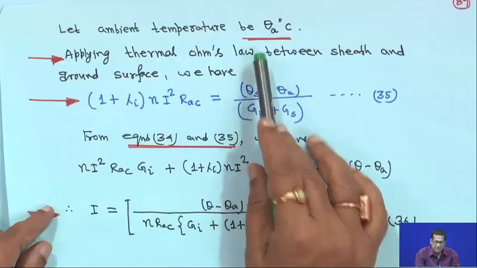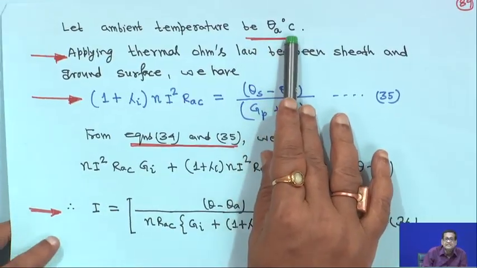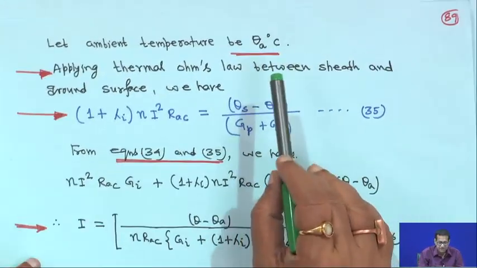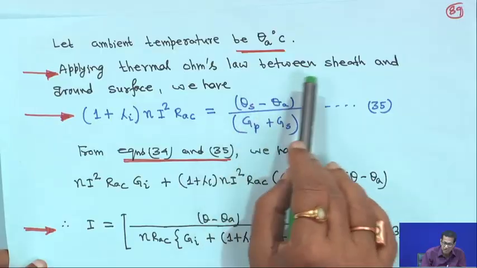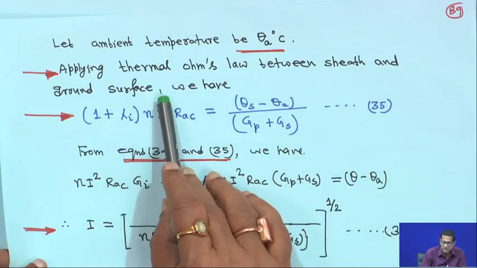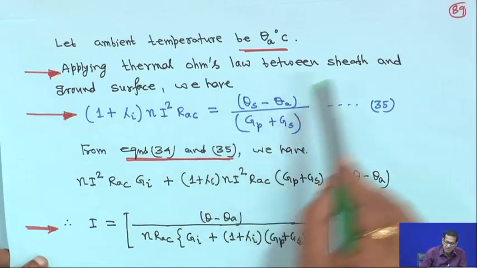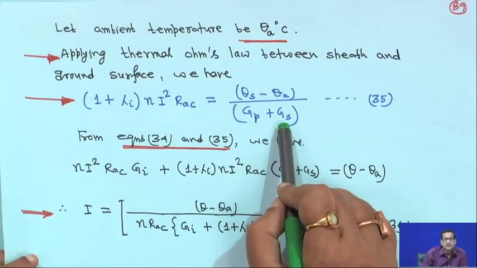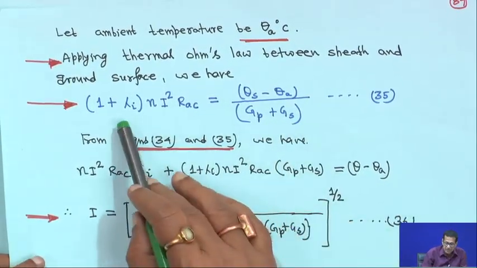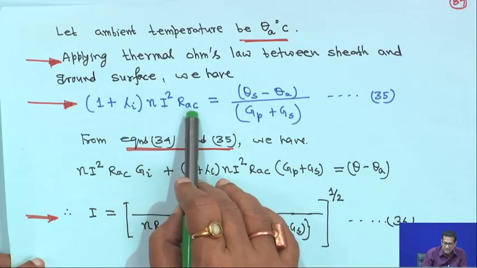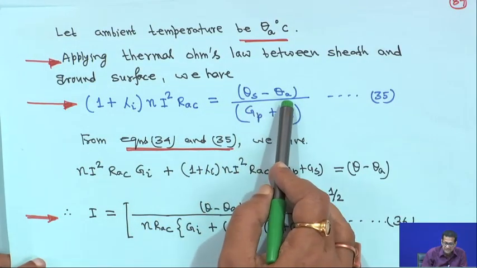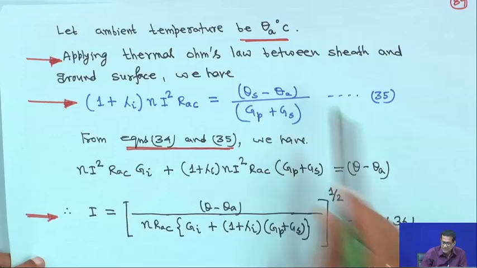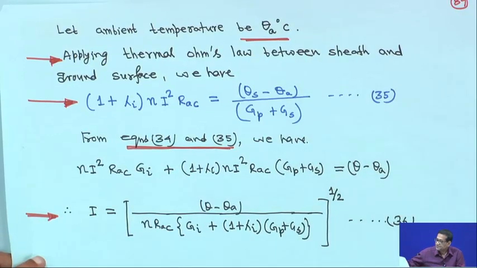Now, let the ambient temperature be theta a degree Celsius, where a stands for ambient. Applying thermal Ohm's law between the sheath and the ground surface, where both Gp and Gs come in, we have 1 plus lambda I n I square RAC is equal to theta s minus theta a divided by Gp plus Gs.